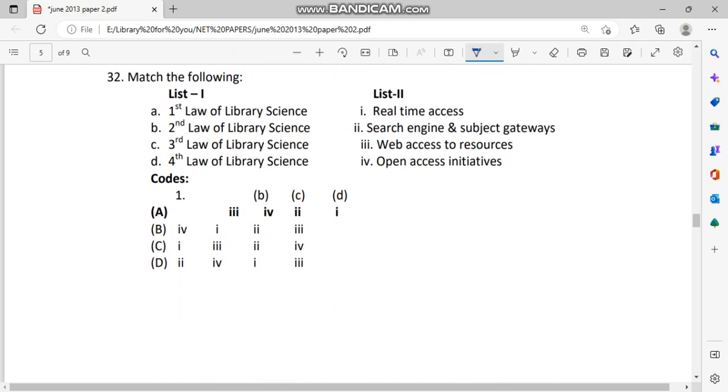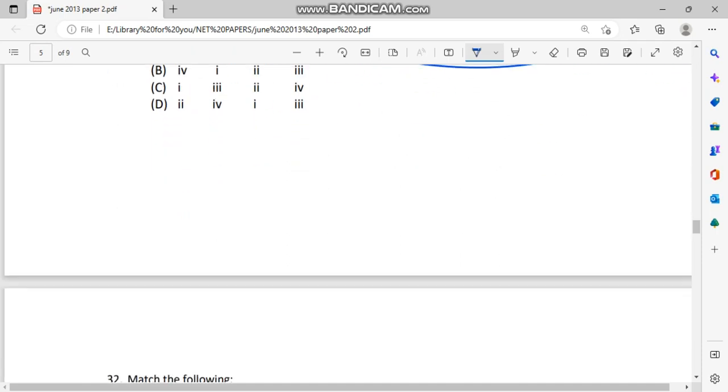First law of library science deals with the web access to resources. Second law of library science deals with the open access initiative. Third law of library science deals with the search engine and subject gateways. Fourth law of library science with the real time access.